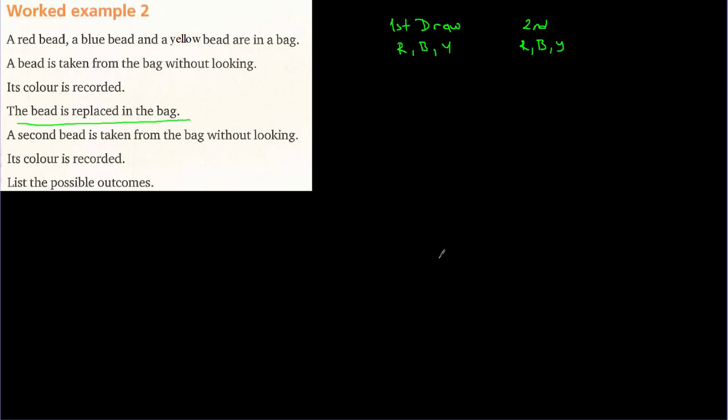So what I'm going to do here, I'm going to write red, blue, yellow, and red, blue, yellow. And I'm going to combine all the terms of the first row by all the terms of the second row, and I'm going to write them in a list. I'm going to use different colors for different terms of the first row. So red and red, red and blue, or red and yellow it will be.